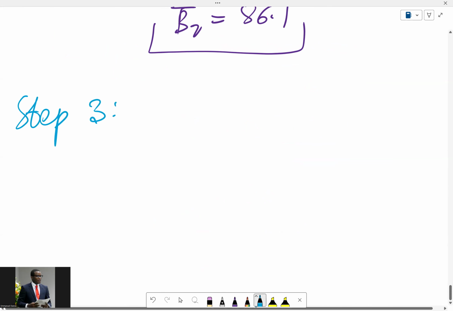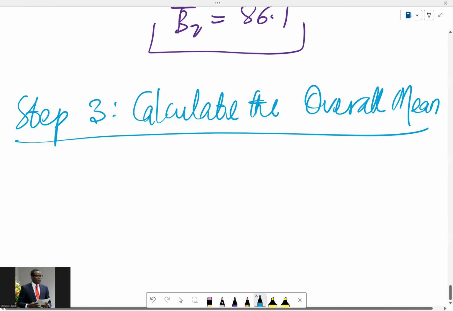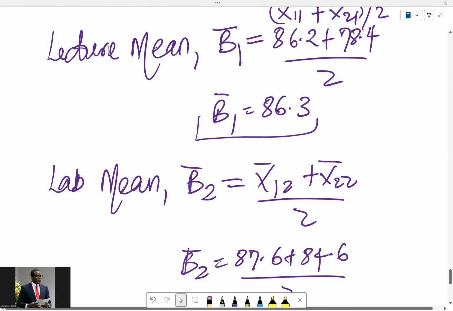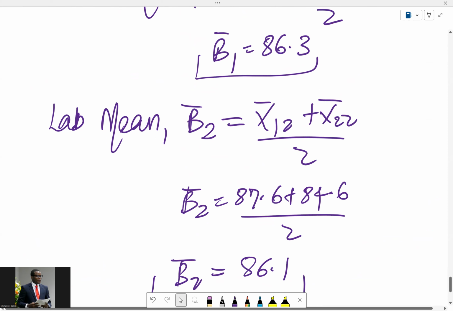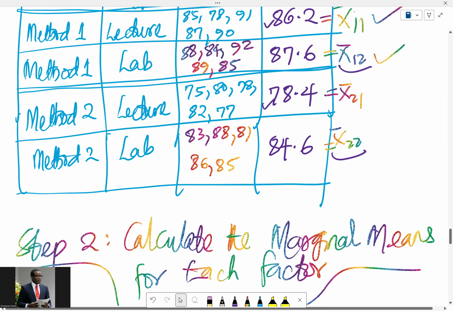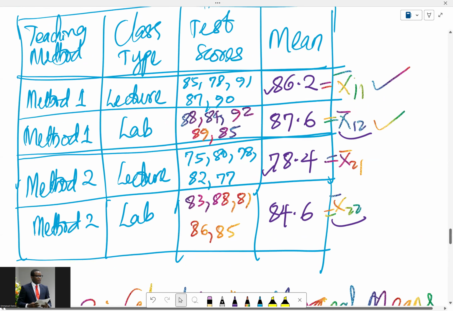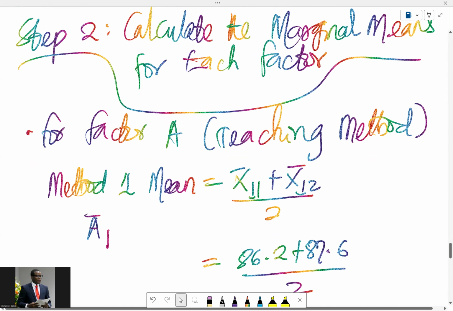So what we do in step 3 is to calculate the overall mean. That is, all the 20 scores, you calculate their mean. Or another way you can go is to calculate the four means you have now. So you can either add up all the numbers you have and divide by 20, or the alternative is to add up all these four means and divide by 4.